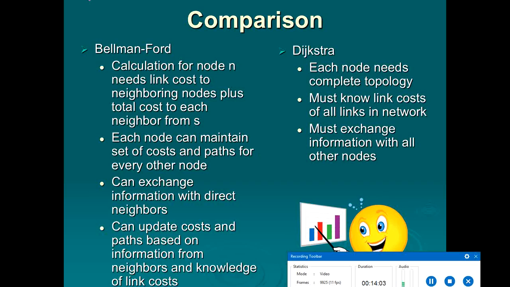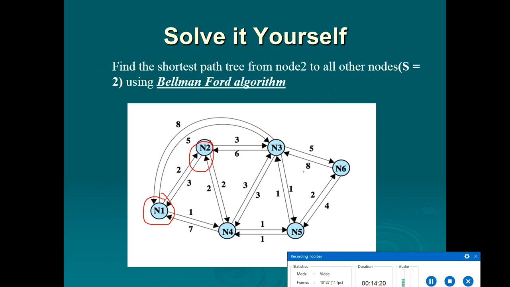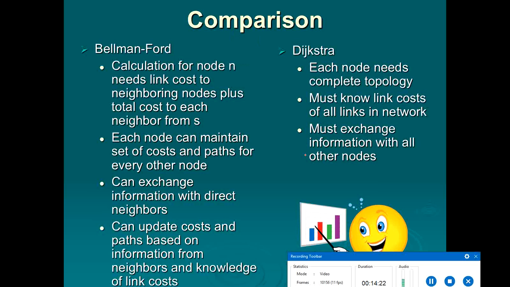Now the comparison. Calculation in Bellman-Ford, calculation for node n needs link cost. Now in this case, it needs to get data from the neighboring nodes also, plus the total cost to each neighbor. Each node in this case, n1, n2, n3, each node will maintain its set of cost and the path for every other node, and they can exchange information with the direct neighbors. Costs and paths can be updated based on the information received from the neighbors.